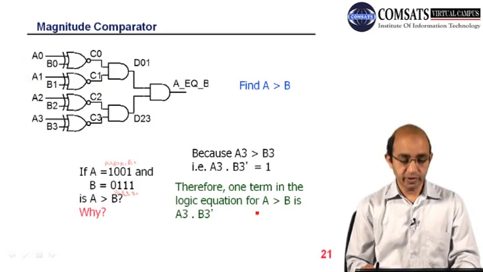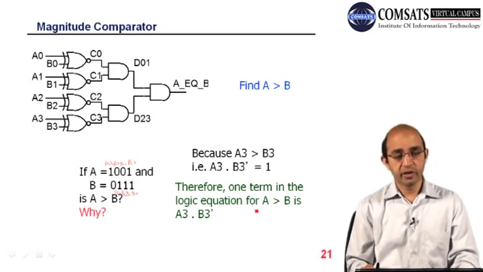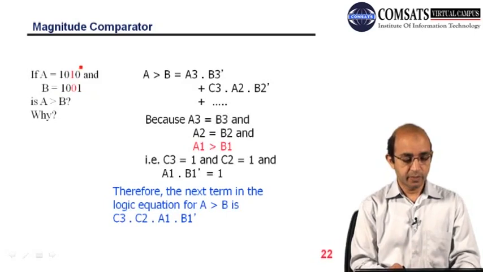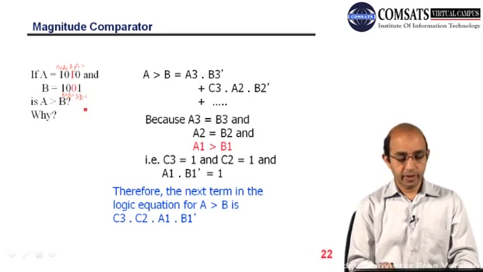So we are moving towards devising an algorithm to find out if A is greater than B. Here we have another scenario, 1010 and 1001. Let me write down the numbers: A0, A1, A2 and A3, similarly B0, B1, B2 and B3. The question is whether A is greater than B or not.